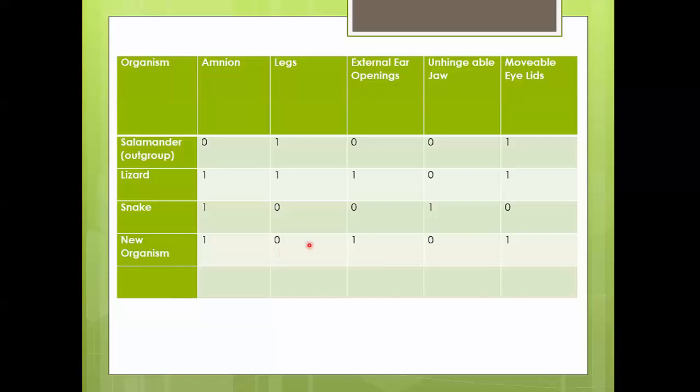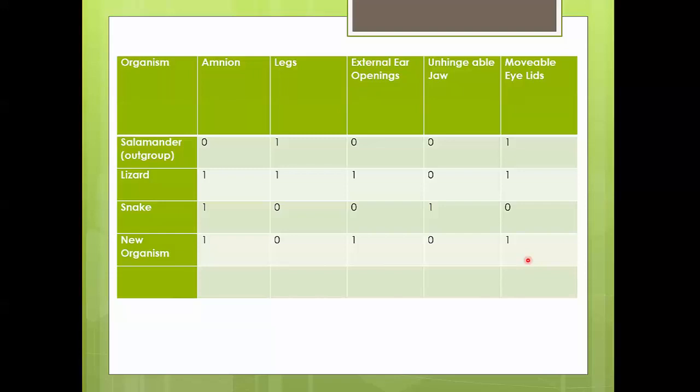But let's keep looking. External ear openings. Salamanders don't have that, but lizards do. Snakes do not, but this organism does. That's weird. Unhingeable jaw. Salamanders don't have it, lizards don't have it, snakes do. This organism does not. What about eyelids? Lizards and salamanders have it, snakes don't. This organism does.